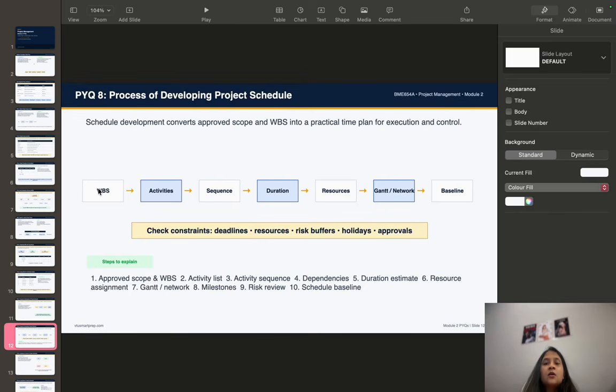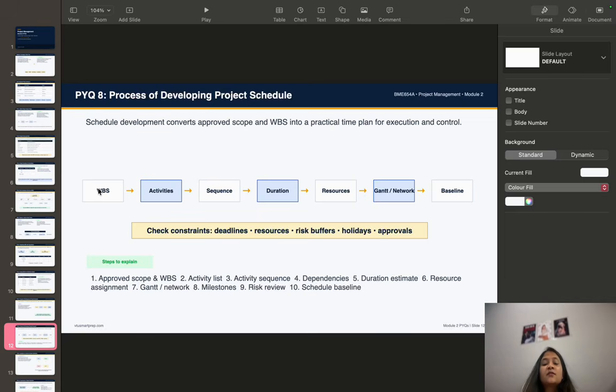Next, we have the process of developing a project schedule. This can also be an important question. Here you can tell that schedule development converts the approved scope and WBS into a practical time plan. These are the steps which you can write. First, start with the approved scope and WBS. Second, prepare the activity list. Third, arrange the activities in proper sequence. Fourth, identify the dependency. Fifth, estimate the duration of each activity. And sixth, assign the resources.